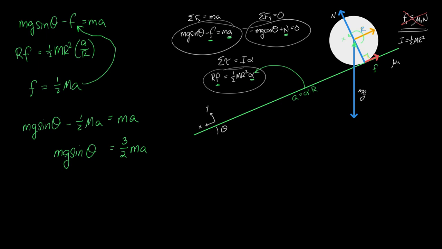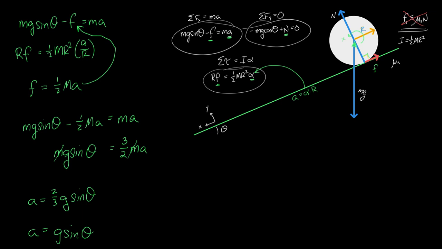An object sliding down the ramp would have had an acceleration equal to g sine theta. So for something that's just sliding down the ramp, that's its acceleration, assuming no friction. When we cancel out the m's here, and we solve this for a, we get that a is 2/3 g sine theta.